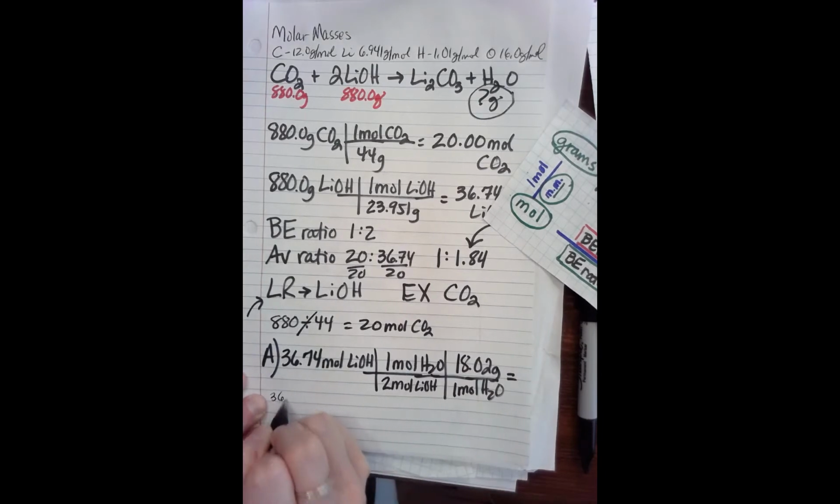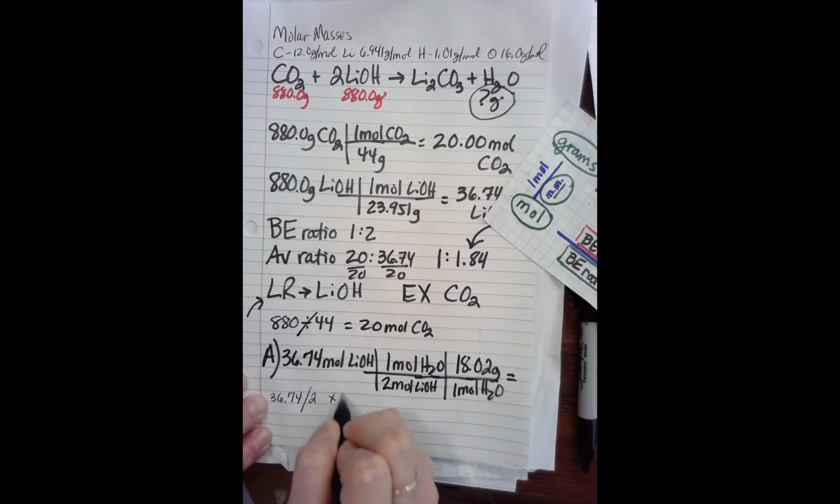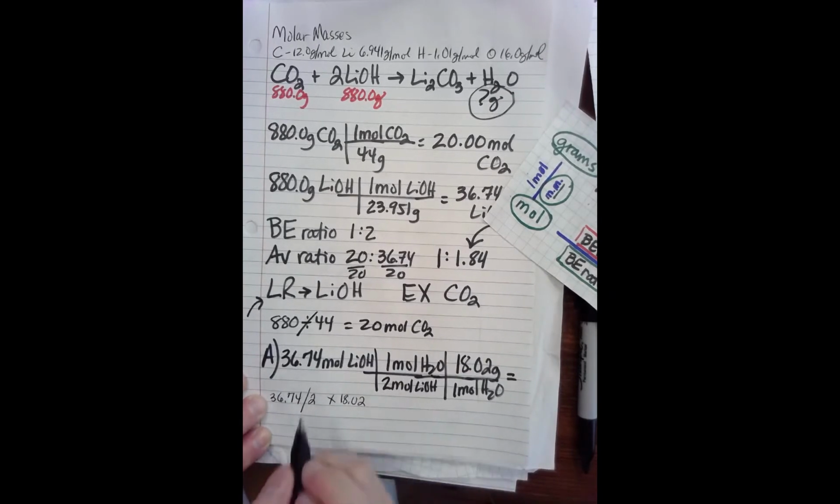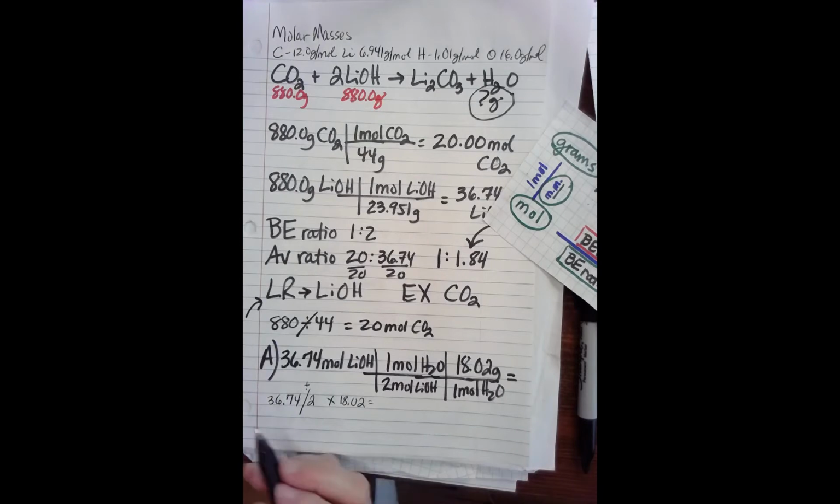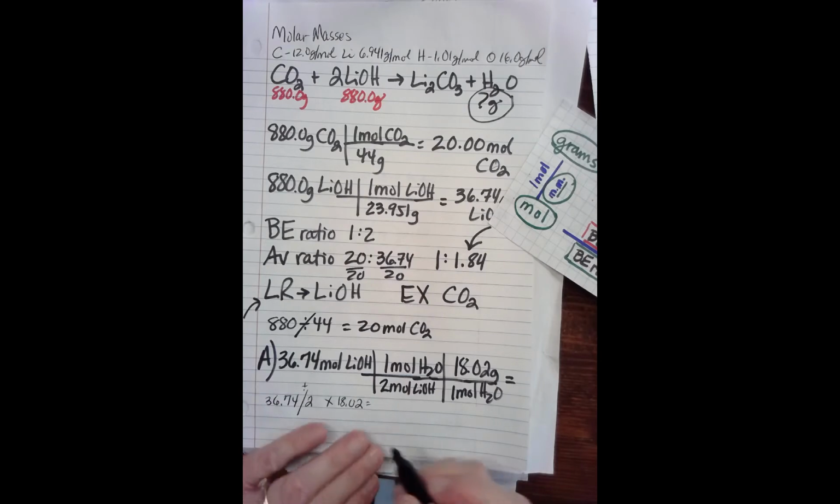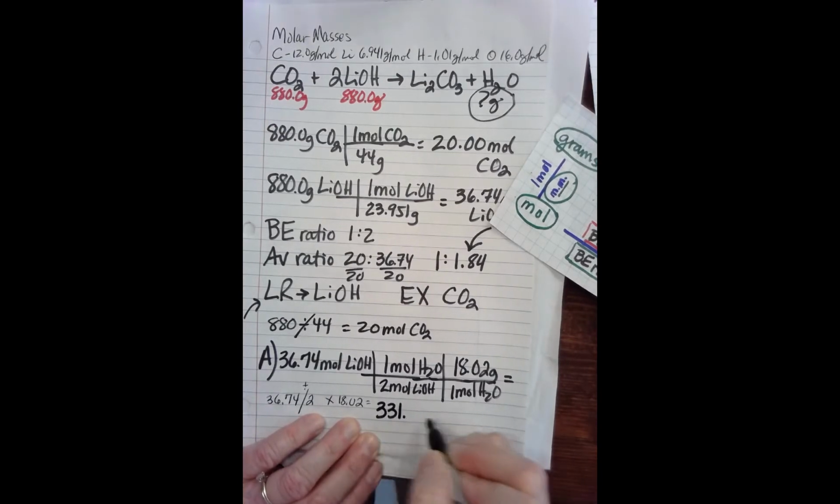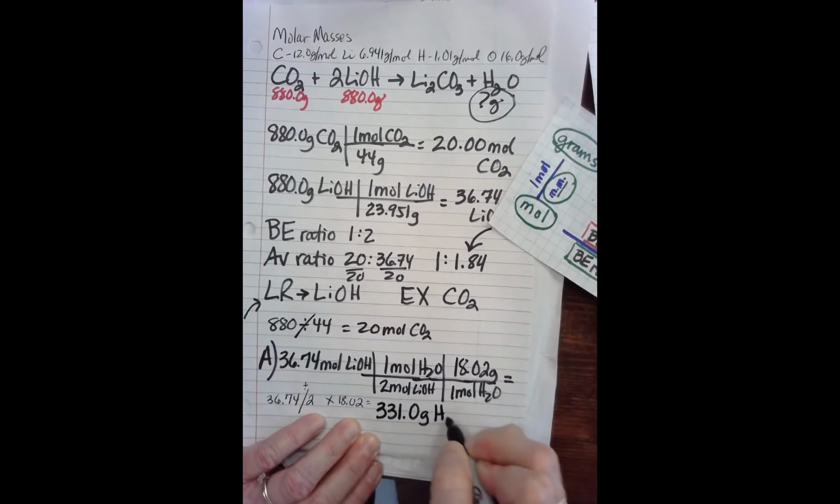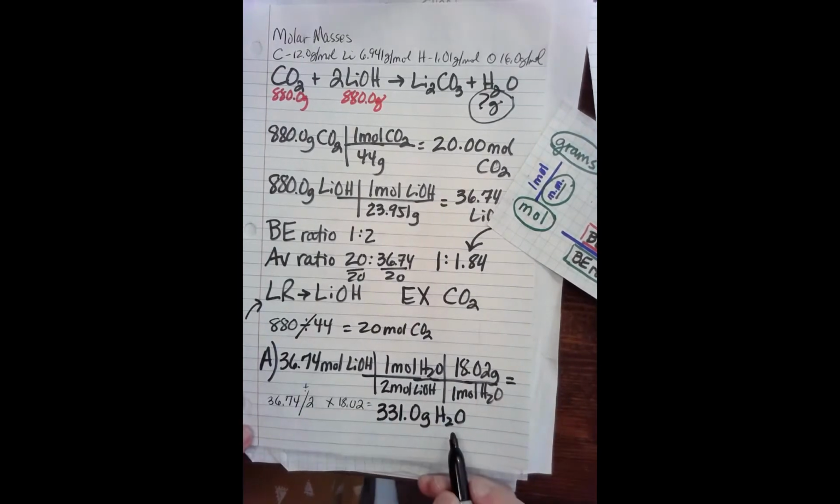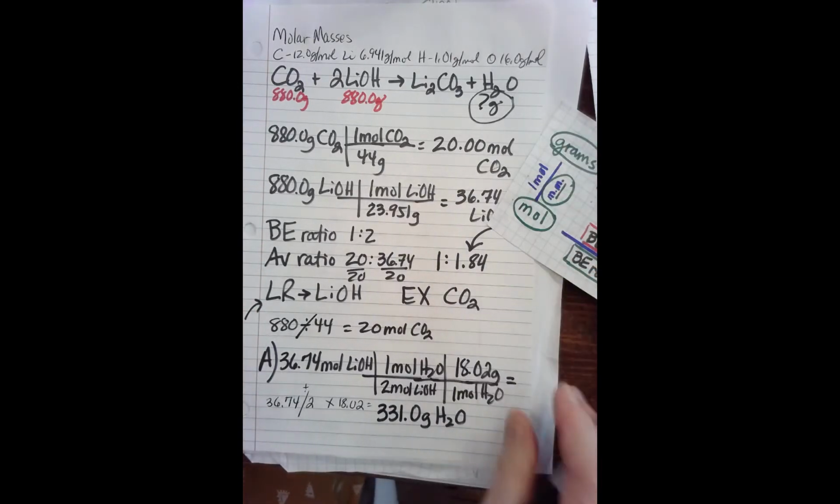We would type 36.74 divided by 2 times 18.02. I don't think there's a division sign, but anyway, something to show division there. Equals, that's what you could type in to show me this math and then give me the answer with the right unit. So this is going to be 331.0 grams of water. So that's the final answer that you would write for A, with all of this supporting work. It's all necessary, okay?